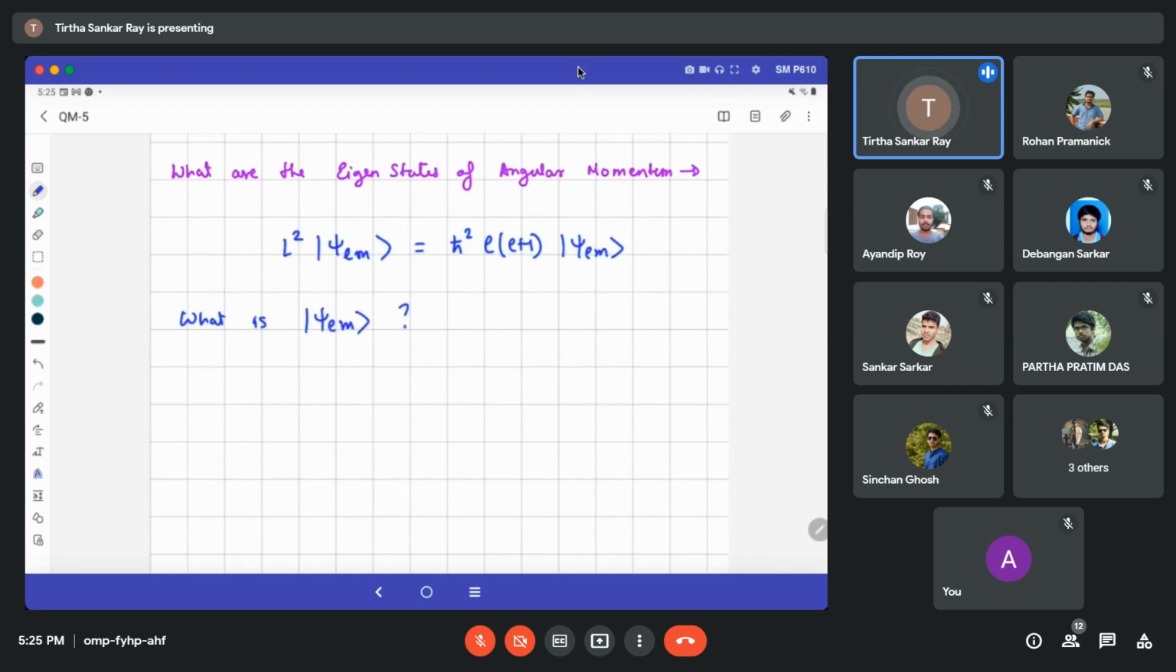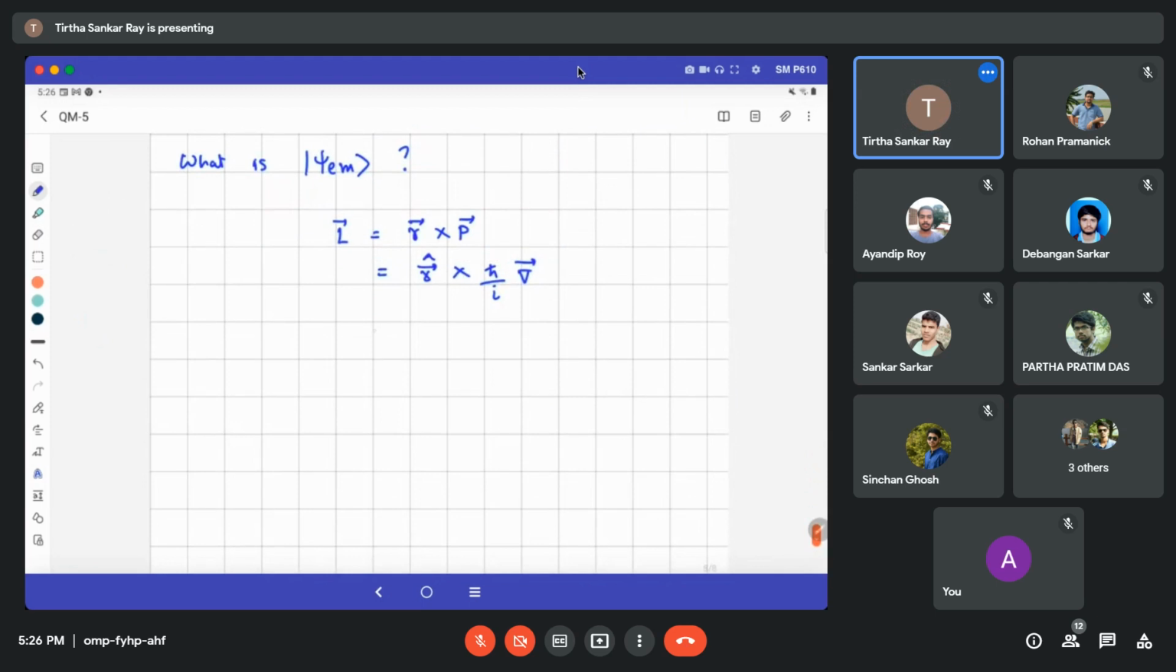So in order to do this, we go back to the operator form of L. You remember L was given by r cross p, and this is typically given by the r vector cross h cut by i into the divergence operator. I have just written down the operator in terms of the divergence. I hope all of you know divergence. I'm sure you know this.